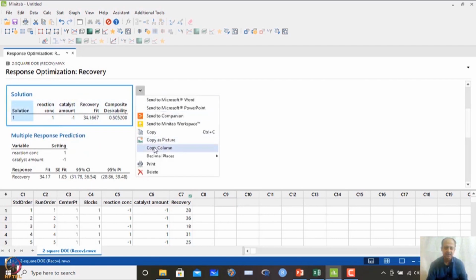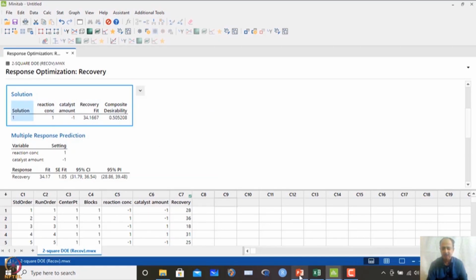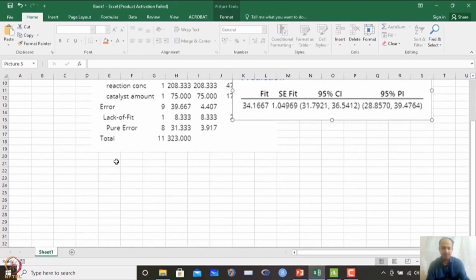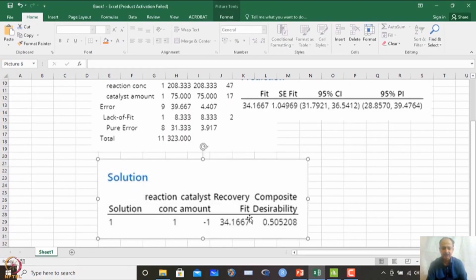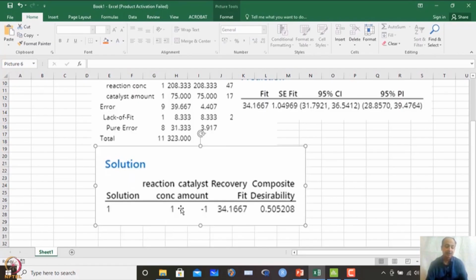If I click this one and copy it as a picture, I can paste it here, and we can see that this is the final, optimal combination that MINITAB is mentioning. This is equal to 1 and -1, the only solution, and recovery will be around 34, with some desirability index showing. We can ignore this one. If it is towards 1, that is the best scenario.